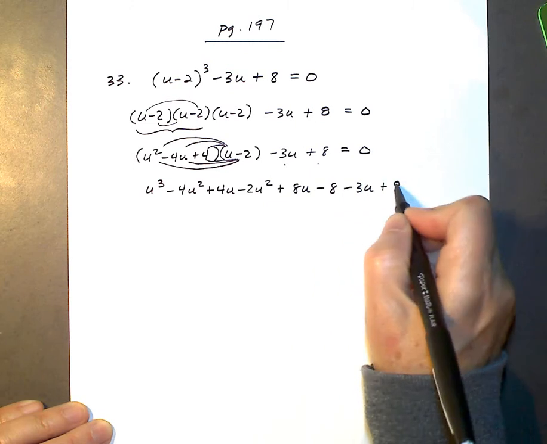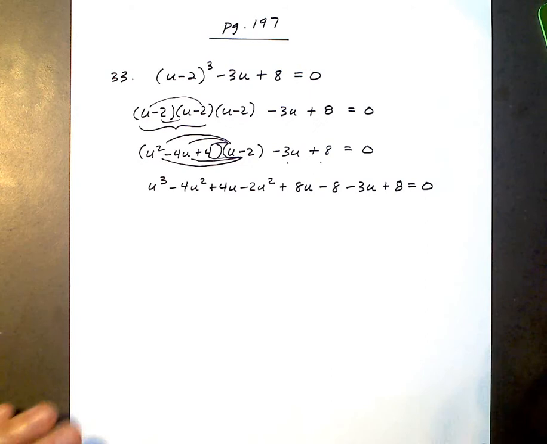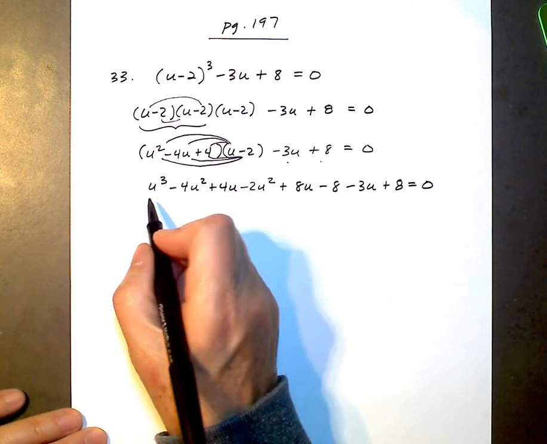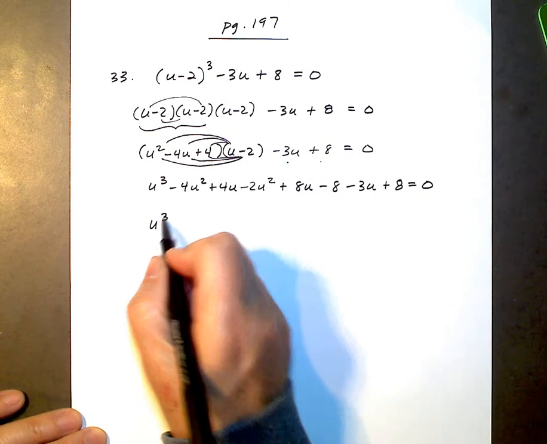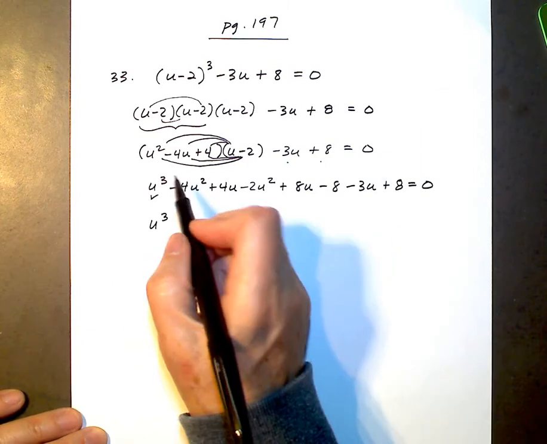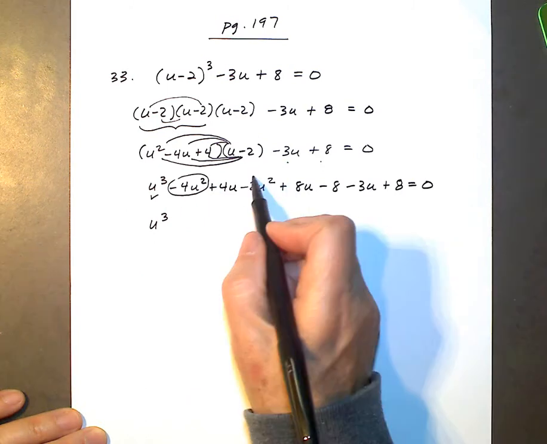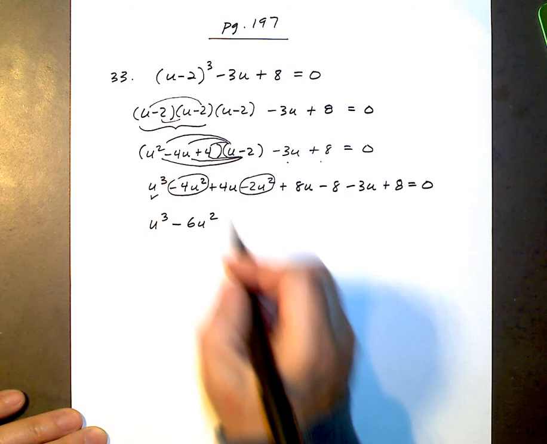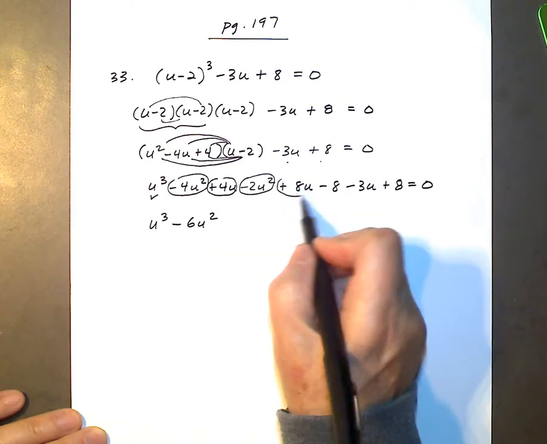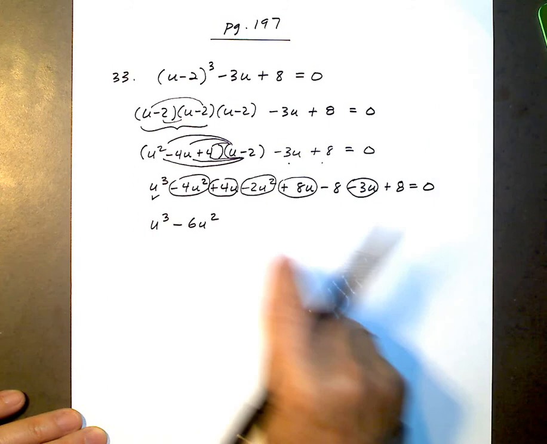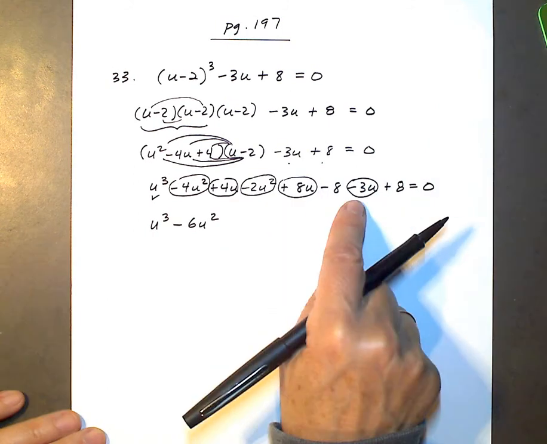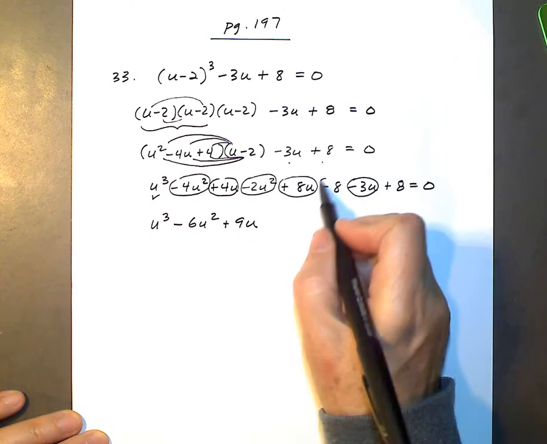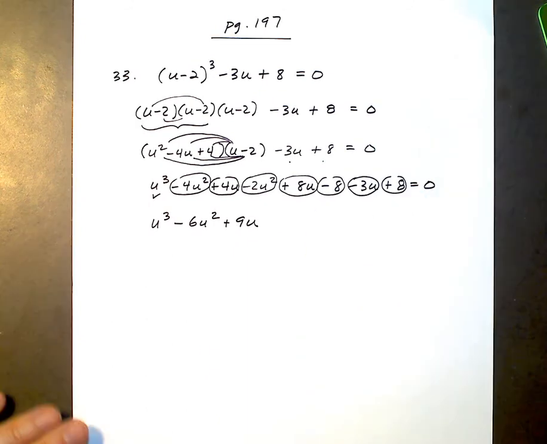And now I can come back in and add in my negative 3u and my positive 8 equals 0. So I've got one long string, and I'll simplify it, clean it up, and get it into standard form. So I just have the single u to the third. And then on the u squareds, I have a negative 4u squared and a negative 2u squared, so negative 6u squared. On the u's, I have a positive 4u, a positive 8u, and a negative 3. So 4 and 8 is 12, and a negative 3. That gets me to a positive 9u. And then the negative 8 and the positive 8 cancel each other out, so that's gone, and I have 0.